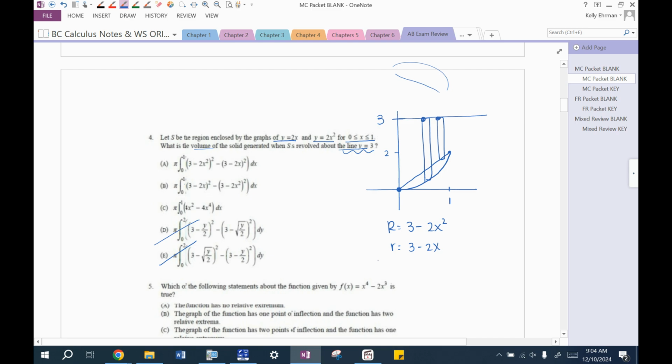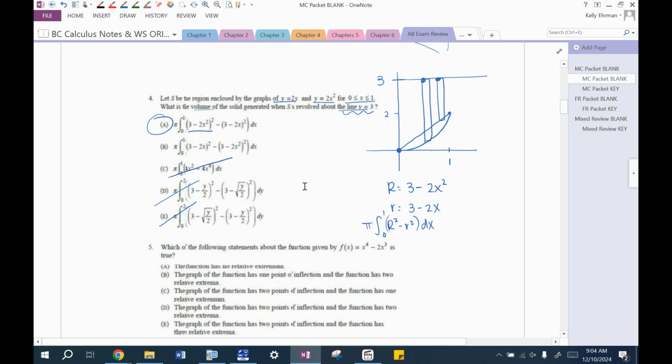And then remember, the integral is going to be from 0 to 1, pi capital R squared minus r squared dx. So I'm looking for the correct combination there. So 3 minus 2x squared, squared. That's already knocking it down to A. The other one's 3 minus 2x squared. So you do have to watch and kind of be careful there. All right, so A should be the correct answer. Notice on B, they just switched it around. And on C, I don't know what they did. Oh, they didn't include the 3.